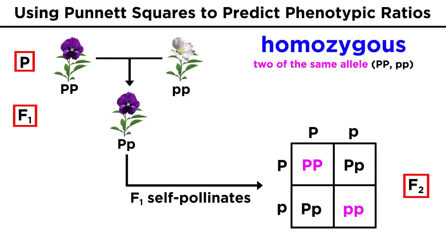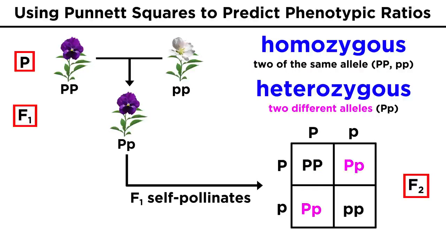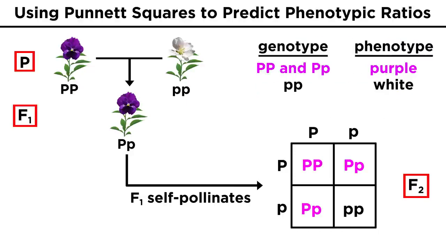When an organism has identical alleles for a particular gene, it is said to be homozygous for that gene. If it has one of each allele, we call it heterozygous. As we can see, homozygous dominant and heterozygous both result in the dominant phenotype.